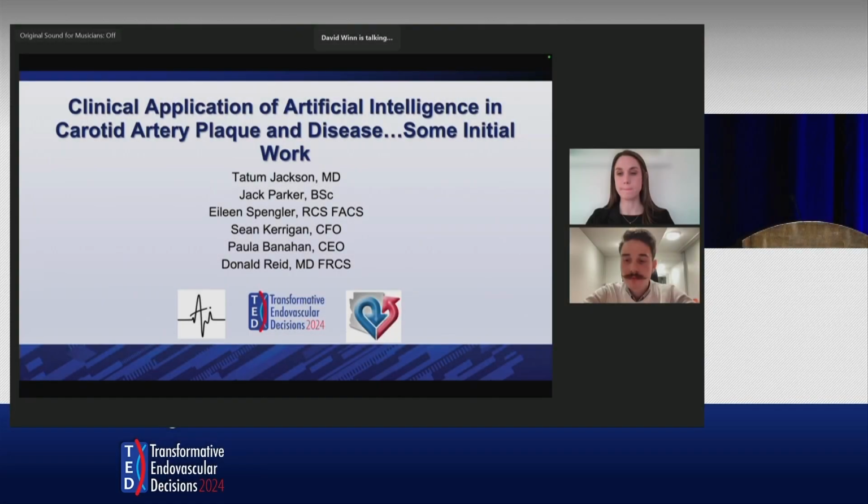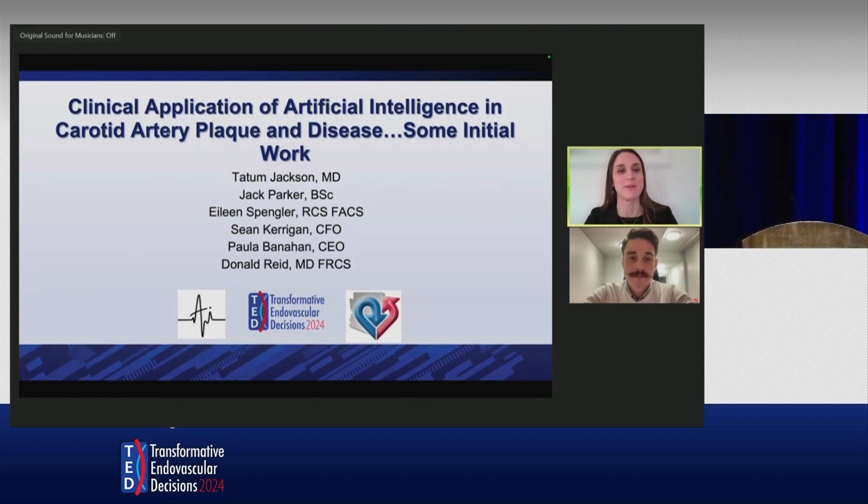Next one's going to be a very interesting clinical application of AI in carotid disease. It's some initial work. This will be presented by Dr. Jackson. Go ahead.